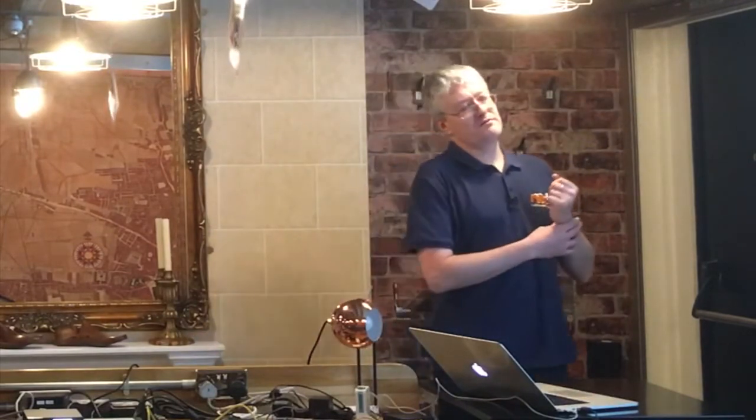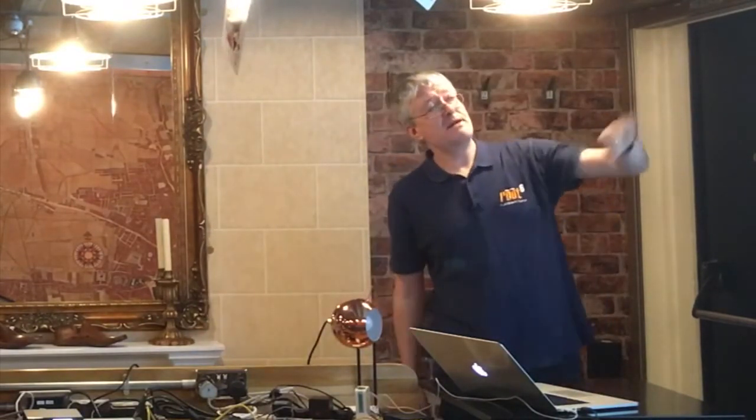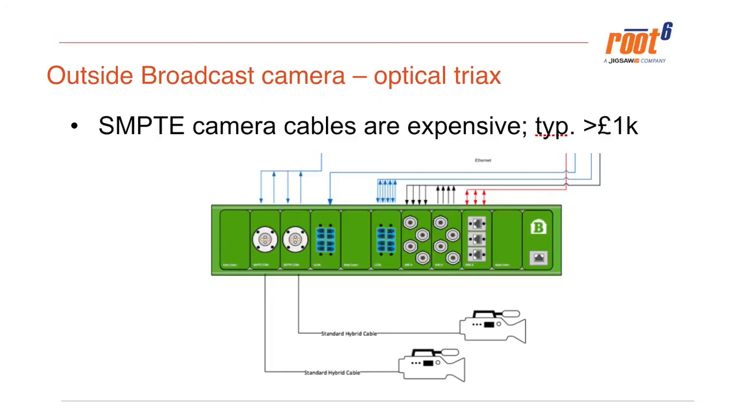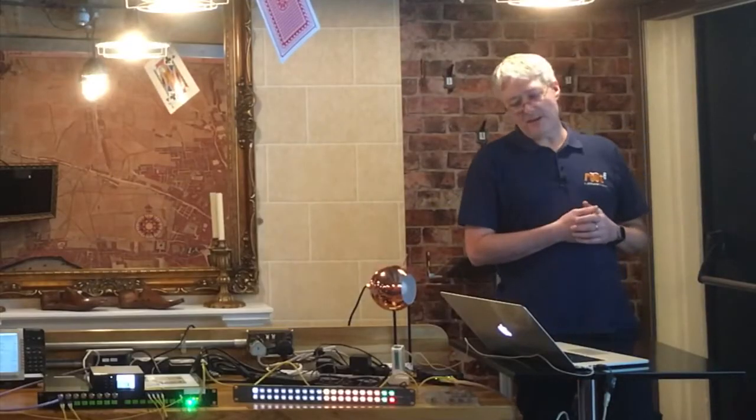In outside broadcast, Barnfind have done lots in the SMPTE camera triax, optical triax area. Consider an optical triax cable to connect your Sony F55 camera to its base station. The standard one you get with the camera is about 30 meters. But if you're doing a golf OB and you need a kilometer-long optical triax, those cables start at £1,000. By the time you get to a kilometre, they're £3,000. So how much nicer would it be if you could stick all your cameras onto a single fibre and run that back to the truck?